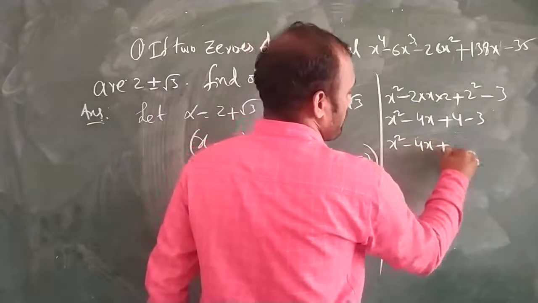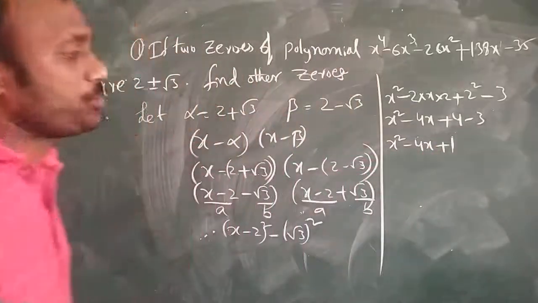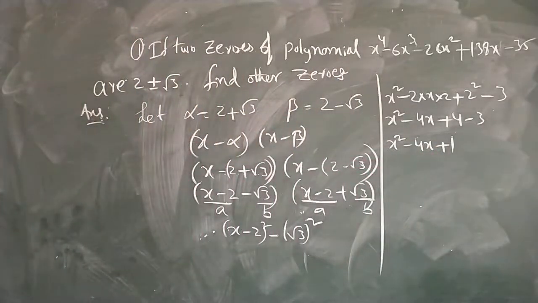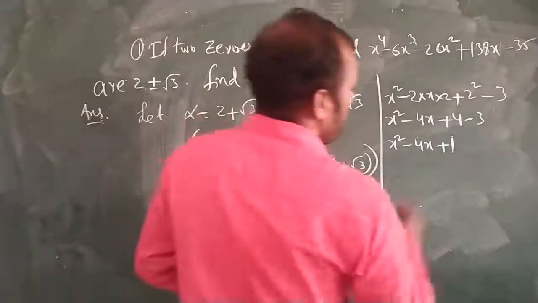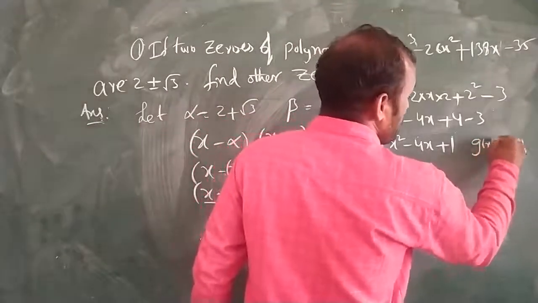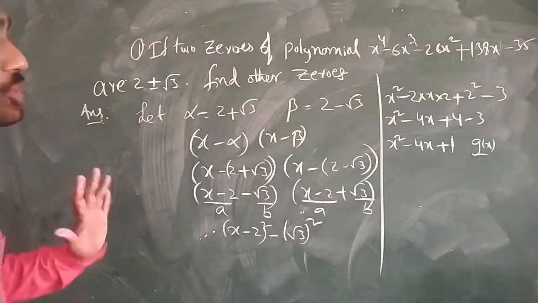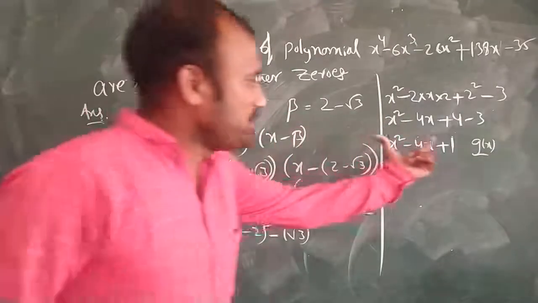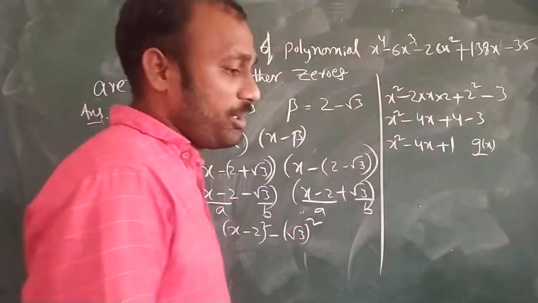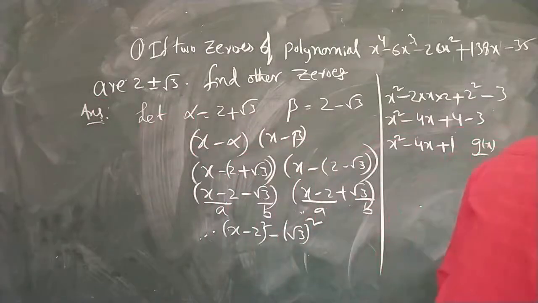So we got a polynomial whose degree is 2, which is a quadratic polynomial. Whatever we got by using x minus alpha into x minus beta, we will take it as g of x. Now based on this g of x, we will start dividing this polynomial. We will get the remaining two zeros.